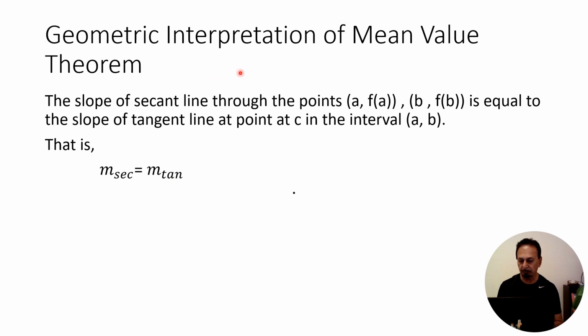Geometric interpretation of the mean value theorem. The slope of the secant line through the points a, f of a and b, f of b is equal to the slope of the tangent line at c in the interval a, b.